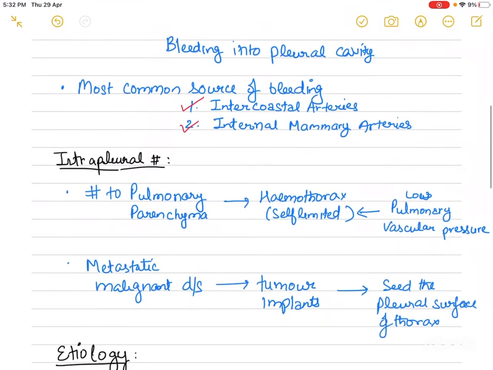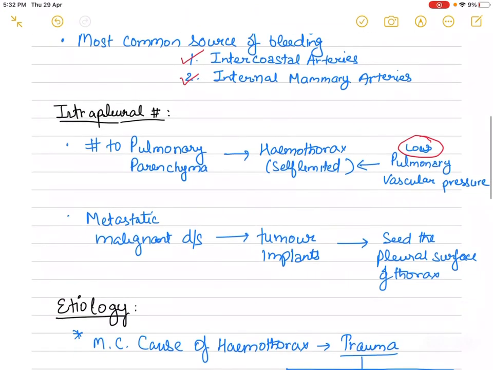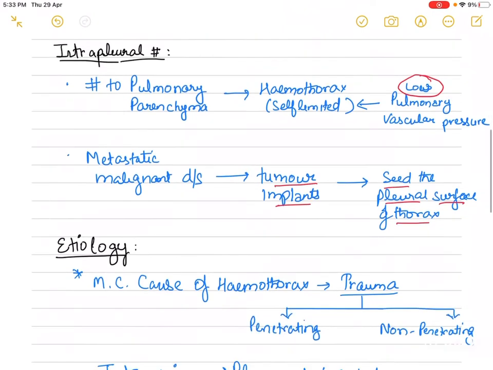Now, intrapleural injury, there is injury to the pulmonary parenchyma, which leads to hemothorax. Now, this hemothorax, we should remember, is self-limiting. Why is it self-limiting? Because of the low pulmonary vascular pressure. As we all know that the pulmonary vessels have a lower pressure than the systemic vessels. Now, metastatic malignant disease, they also have tumor implants which are seated on the pleural surface of the thorax. They are also a cause of intrapleural injury.